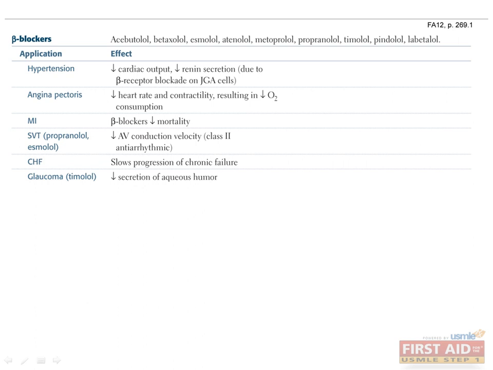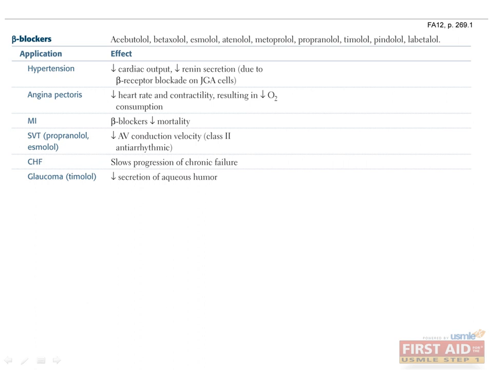Indications for the use of beta blockers include hypertension, for which beta blockers decrease cardiac output and renin secretion due to beta-1 blockade on juxtaglomerular cells. Angina pectoris, for which beta blockers decrease heart rate and contractility, resulting in decreased oxygen consumption by cardiac tissue. Myocardial infarction, for which beta blockers have been shown to decrease mortality.